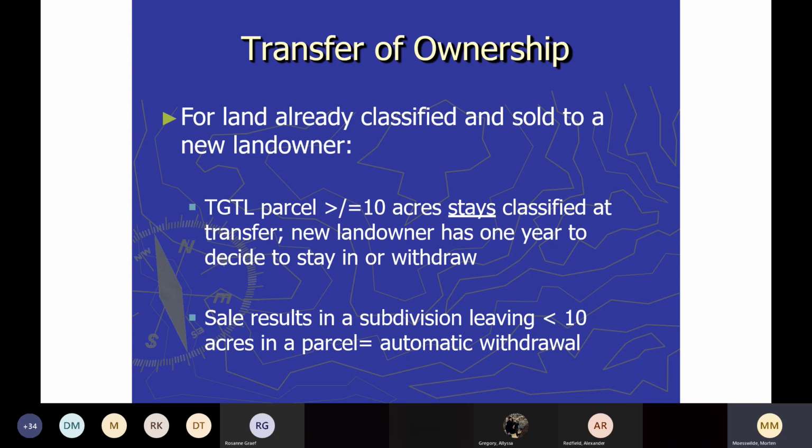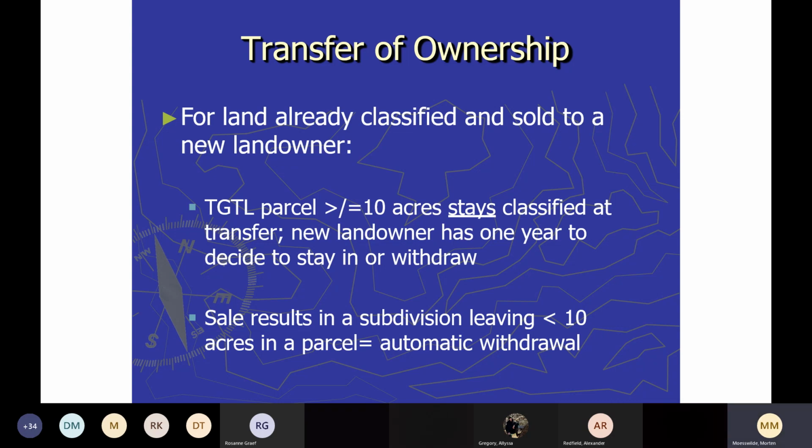For land that's enrolled and then gets sold to a new landowner, again, the land stays classified as a tree growth parcel, and the new landowner essentially has 1 year to determine whether they want to continue to enroll or withdraw the property. And in that instance, withdrawing the property means withdrawing with a penalty. There is no option to withdraw without paying the penalty for tree growth withdrawal.